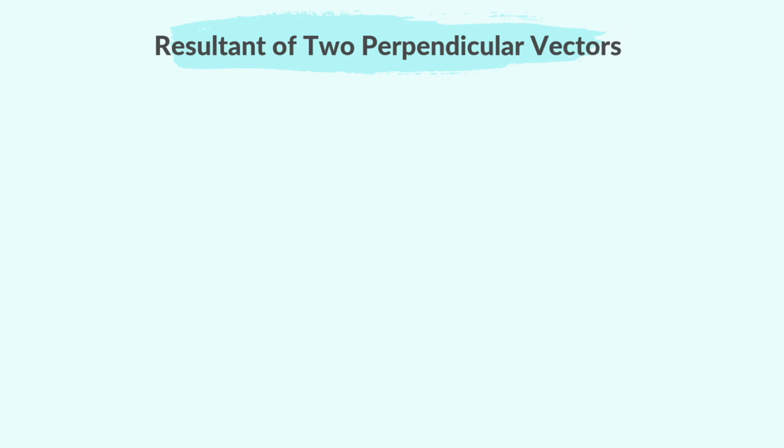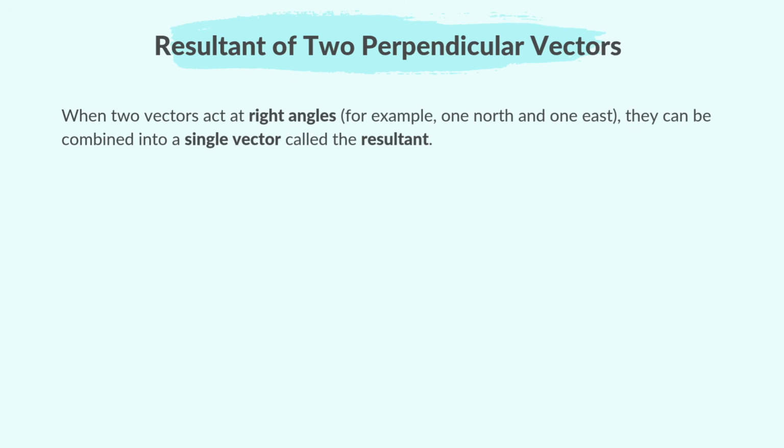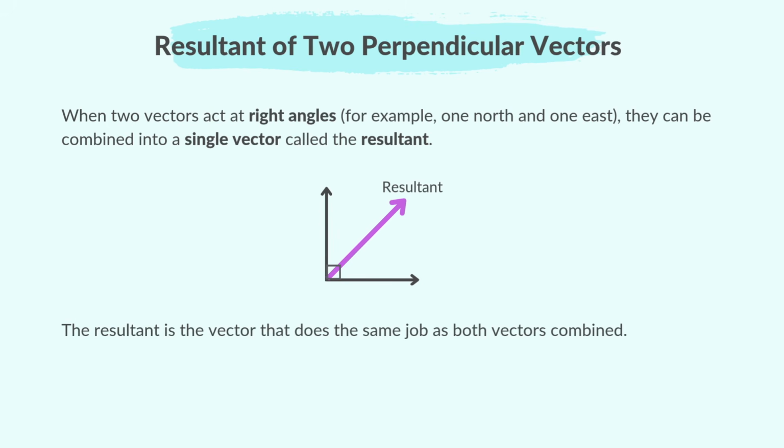Resultant of two perpendicular vectors. When two vectors are at right angles, like one pointing north and one pointing east, we can combine them into one single vector, called the resultant. So the resultant is the single vector that does the same job as both combined. For this topic, we will only do this with forces or velocities.